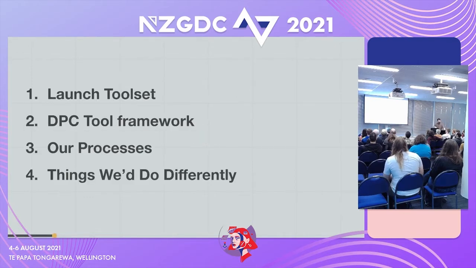So this is a rough outline of what I'll cover. I'll cover the tool set we had at launch. That's mainly for context, so you can see how much we've improved it since then. The DPC tool framework, which is pretty exciting, and I'm excited to talk about that. Then processes, what we do for tools dev, considering we don't have dedicated tools developers. And then things we do differently or things we've improved in our time since launching.